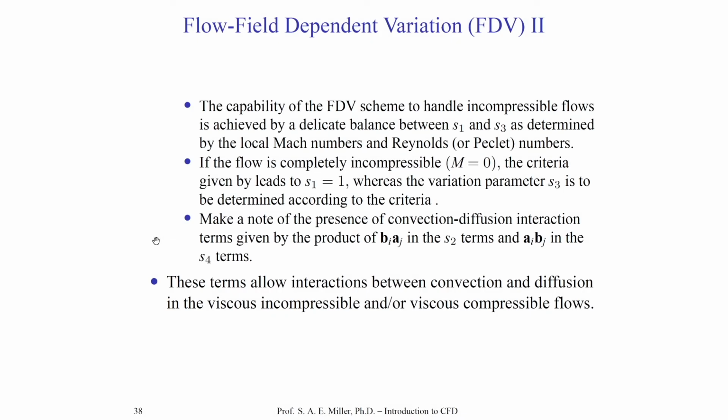Now, the FDV scheme could be applied to incompressible flows if we delicately balance S1 and S3. And of course, it happens automatically in, say, the near wall region of the turbulent boundary layer where this flow is high speed. If the flow is completely incompressible, that is the global Mach number is 0, but there's still flow fluctuations, then of course S1 will be 1. Then we'll set S1 equal to 1 explicitly, and we'll let the variation of the parameter S3 be determined through the flow solver. At the end of the day, all these flows, terms, and interactions between convection and diffusion will happen automatically if we use a general model for the 4 FDV parameters.